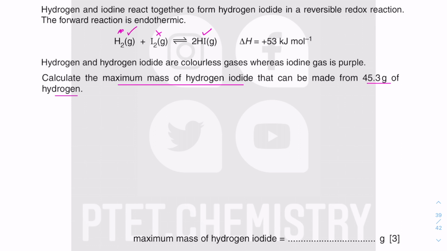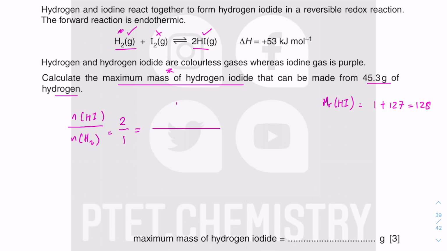So we have H2 and we have HI. The mole of HI over the mole of H2 from the balanced equation is 2/1, because 2HI, 1H2. Now the actual amount, I want the mass. And because I want the mass, I should really find out the MR of HI. From your periodic table, the iodine is 127. So 1 plus 127 is 128. So the mass of HI over 128, that's the mole of HI.